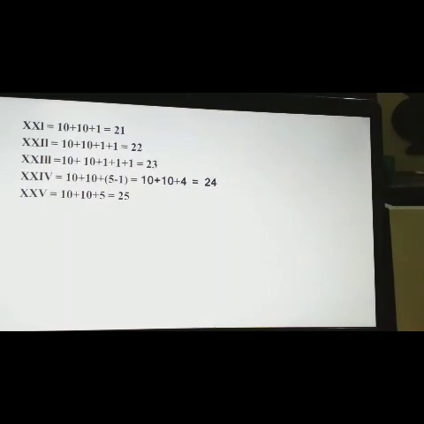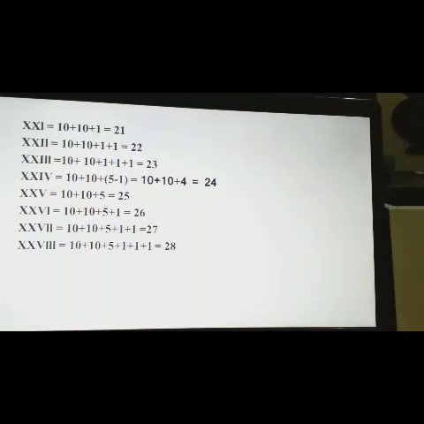XXV, that means 10 plus 10 plus 5 is equal to 25. XXVI, that means 10 plus 10 plus 5 plus 1 is equal to 26. XXVII, that means 10 plus 10 plus 5 plus 1 plus 1 is equal to 27. XXVIII, that means 10 plus 10 plus 5 plus 1 plus 1 plus 1 is equal to 28.